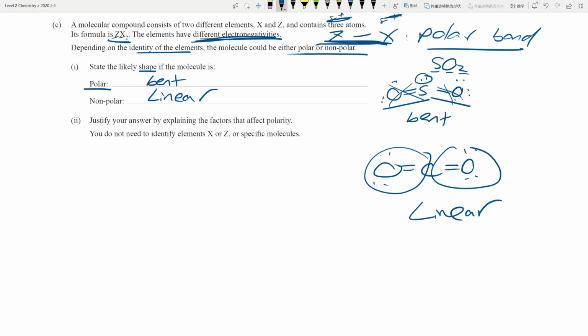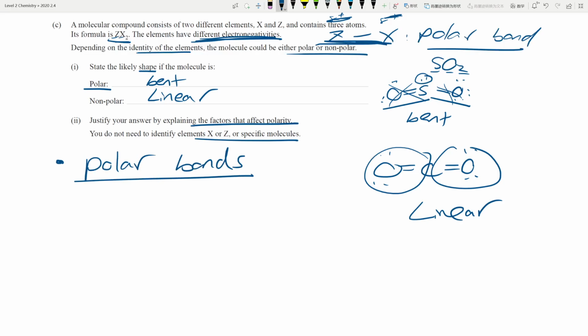Okay, so you don't need to explain it. So factors that affect polarity, always remember this. You need to have polar bonds. This is so important, people always forget this. Polar bonds, what does that mean? That comes from a significant difference.